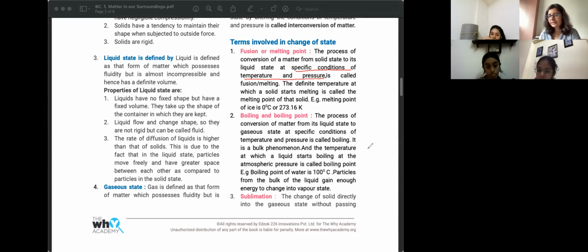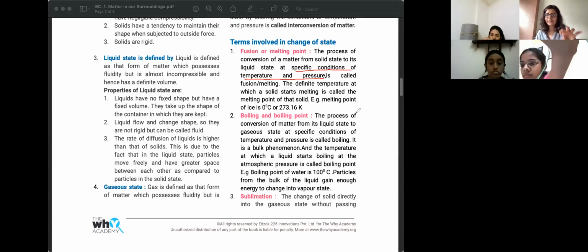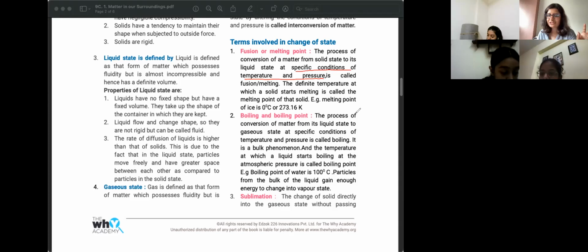So even when you wrote the definition, you must have mentioned, you know, at atmospheric pressure or at its melting point. ऐसे करके phrases रहेंगे ना definition में. So that is important to specify that it is at specific conditions of temperature and pressure. That is fusion or melting. So this particular temperature, जब melting होता है, this definite temperature at which a solid starts melting is called the melting point of that solid.